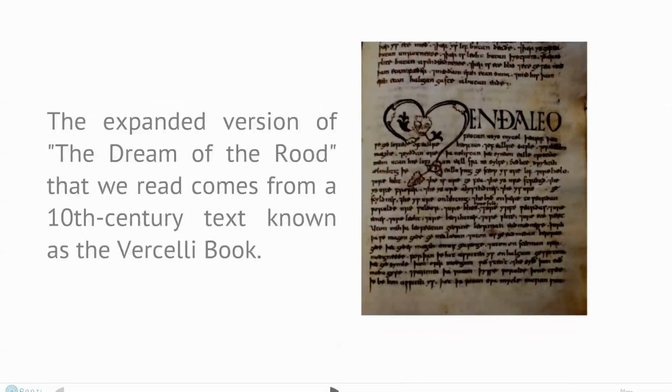The version that we read, which is in the reader, comes from this 10th century text, the Vercelli book, which is actually an Italian book where it was written down. So important to think of also, going back to Gilgamesh, and we talked about this in reference to Homer as well, that this is a text that predates texts in a way. Beowulf is like that too.